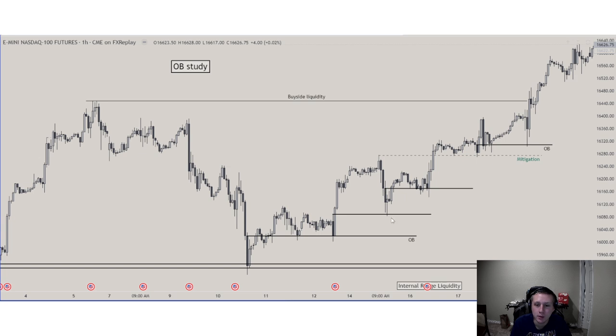Same thing. Manipulation lower, come back down to that area, that order block. Nice, beefy down close candle. Boom, gets respected here. And as we see, the same thing occurs here. We have a nice mitigation block.